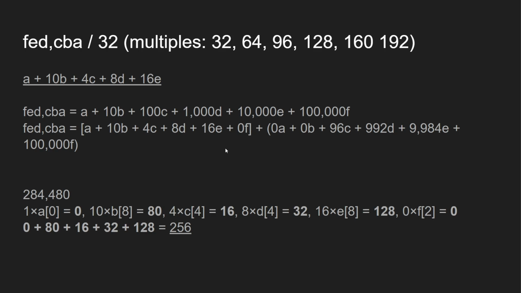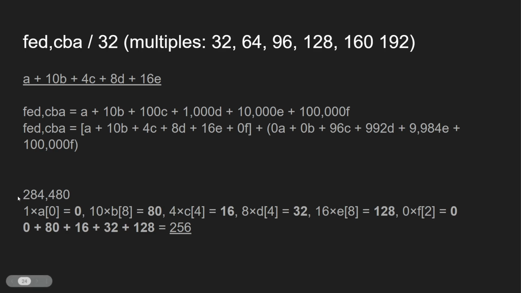So in order to know if a number is divisible by 32, you're going to have to take 1A, 10B, and then we're going to remove 4 from C, we're going to remove 8 from D, giving us 992, and we're going to remove 16 from E, giving us 9,984. And then, 100,000, 1 million, all numbers beyond this point are divisible by 32 by default, so we don't need to worry about that.